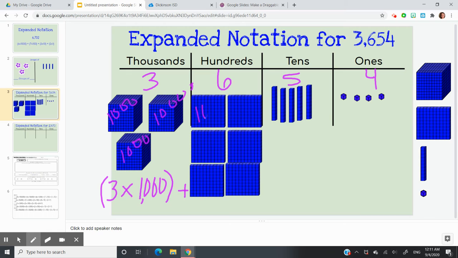Now I have 100, 100, 100, 100, 100, and 100. So I have 6 groups of 100.